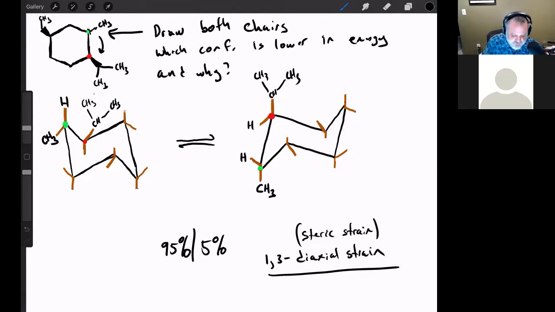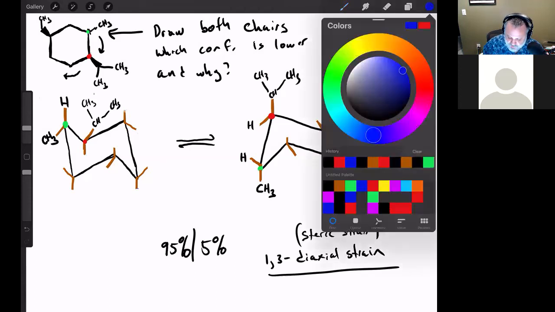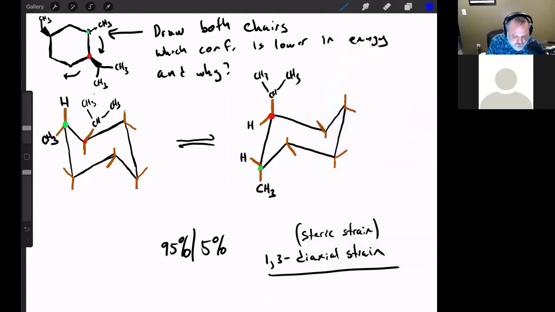Okay, let's continue to go clockwise around the ring. But from the blue one, or from the red one, I want to go 1, 2, 3 spaces clockwise. And that gets me to the ethyl group. So let's do that on the chair conformation. Let's go 1, 2, 3 spaces, continuing to go clockwise around the ring.